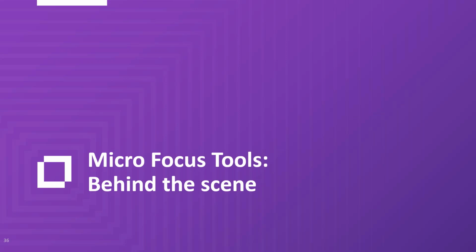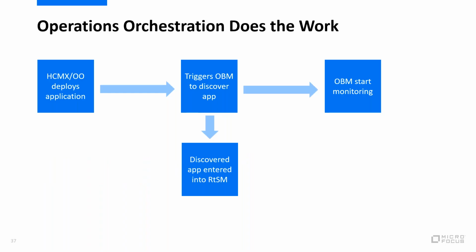Okay, so let's look at what's happening behind the scenes. So HCMX and OO have deployed the application, and so it's now up and running. And HCMX also tells Operations Bridge Manager to discover the app. So it goes out and discovers the app. And one of the things that happens automatically is that discovered app is put into OpsBridge Real-Time Service Manager.